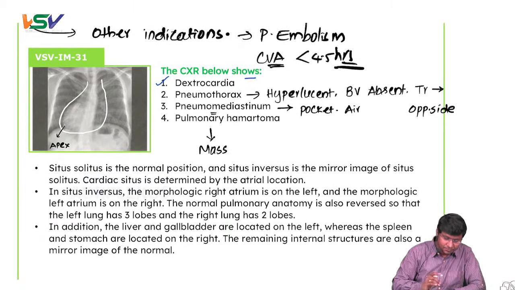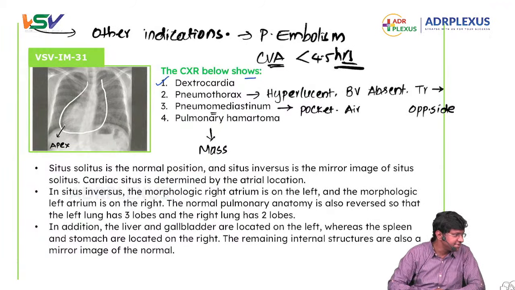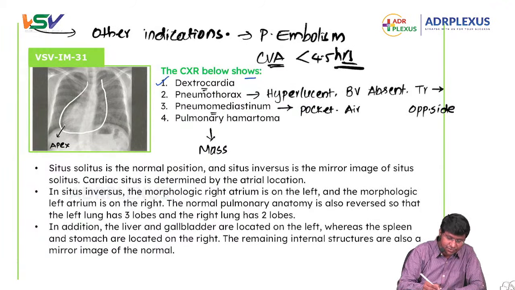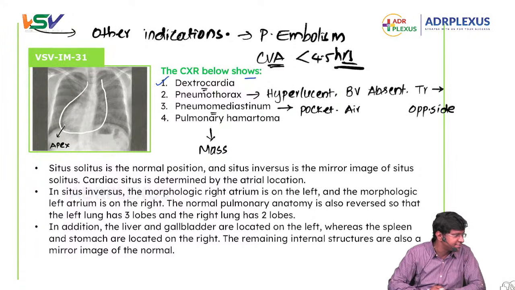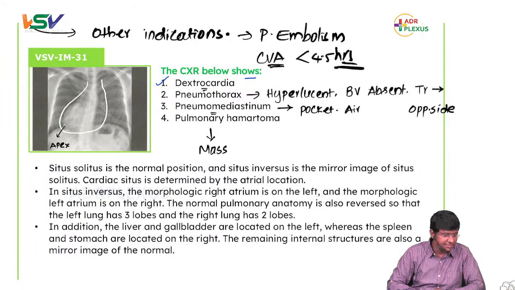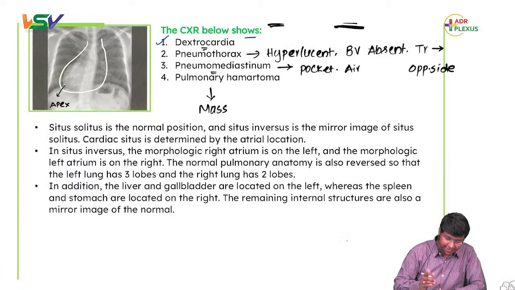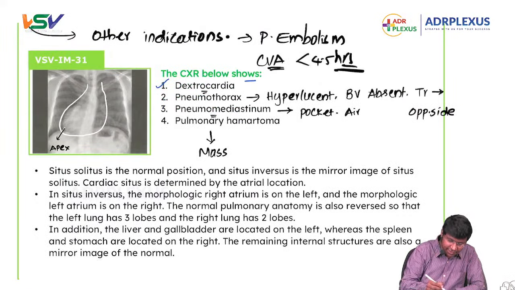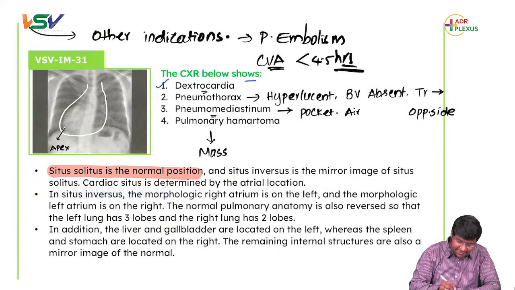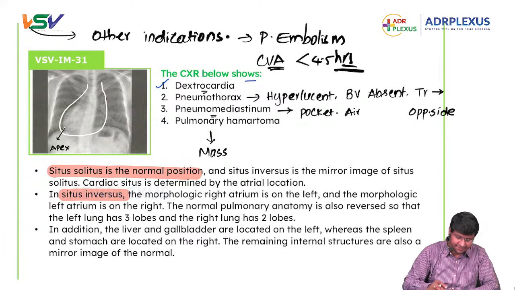So this is what the X-ray findings will be in the other options, but in case of dextrocardia you will see that the apex of the heart is present towards the right side, which is suggestive of dextrocardia, right, and that we call situs inversus. Whereas situs solitus is what? It's the normal position, whereas situs inversus is where the heart is present on the right side, right?